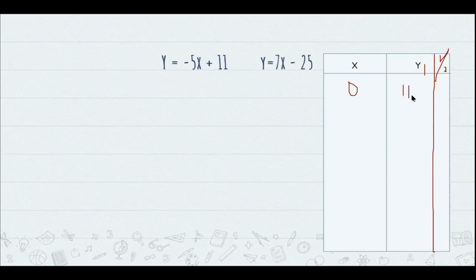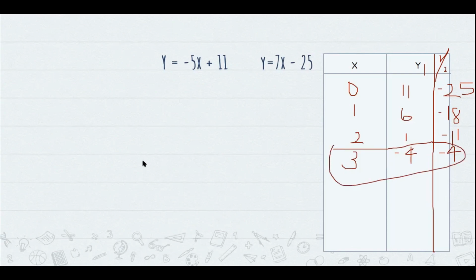So y1 is 11, y2 is negative 25. For x of 1, y1 is 6, y2 would be negative 18. For x value of 2, y1 would be 1, y2 would be negative 11. For x value 3, y1 would be negative 4, y2 would be negative 4, and you found your point where they both intersect right here.